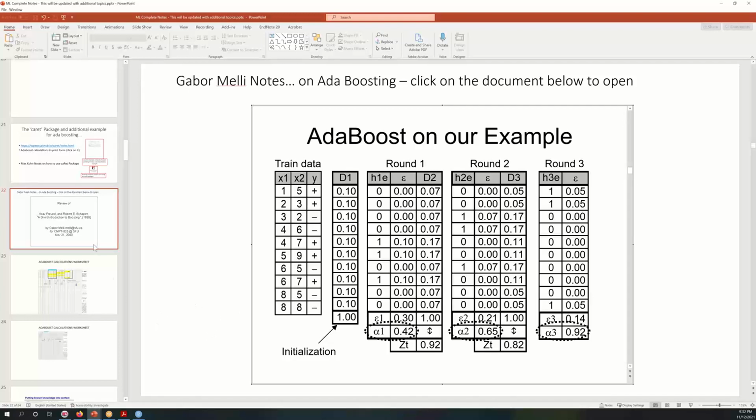Do you remember that one? Yes, sir. So that is what this alpha 1 is. Alpha 1 is half logarithm of 1 minus 0.3 divided by 0.3. That's what this one is. I'm going to show it to you in the Excel sheet also. That's why this Excel sheet is coming out. But right now I'm giving you the strategy here.